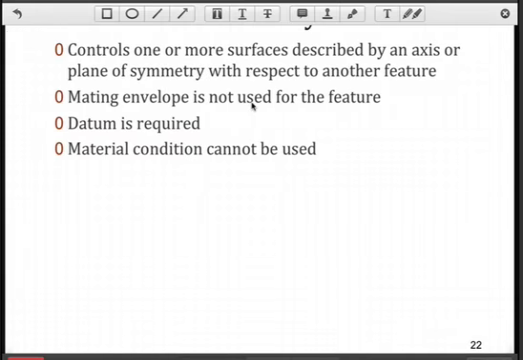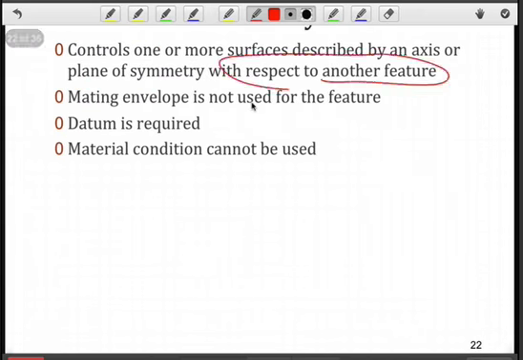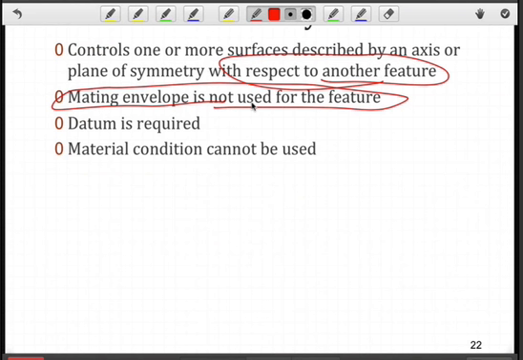And of course, we need the datum telling us what the other features are that we're concerned about being symmetric with. The mating envelope is not used for the feature. What we do is we find the median points. Datum is always required, and material condition cannot be used. So if you see a material condition there, there's something wrong.